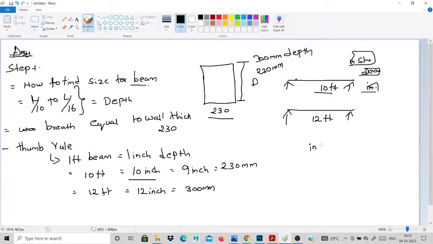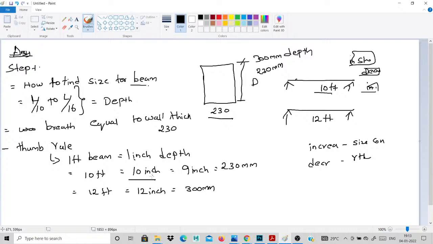Once I increase the size of my concrete, I decrease the reinforcement. This is the concept. If I increase my reinforcement, you will decrease the concrete. That is the concept for your structures. So this is the main advantage of the thumb rule to calculate the depth.